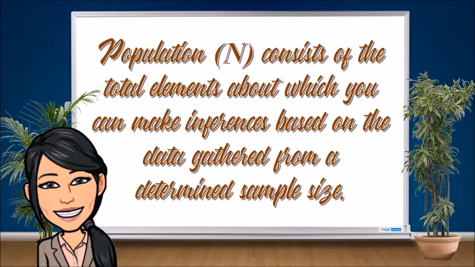What is the difference between sample and population? Population consists of the total elements about which you can make inferences based on the gathered data from a determined sample size. In short, sample is a subset of a population. Each member of a population who can provide information for the population is called element.